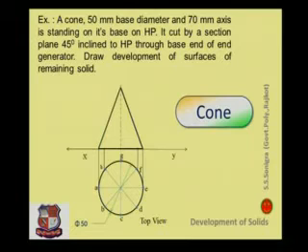Project from all these points. Draw vertical lines. Join them to the apex point and name these points as A dash, B dash, C dash, D dash, E dash, F dash, G dash and H dash. So that is the front view of the given cone and this is O dash. So we have drawn the cone as per the given dimensions.